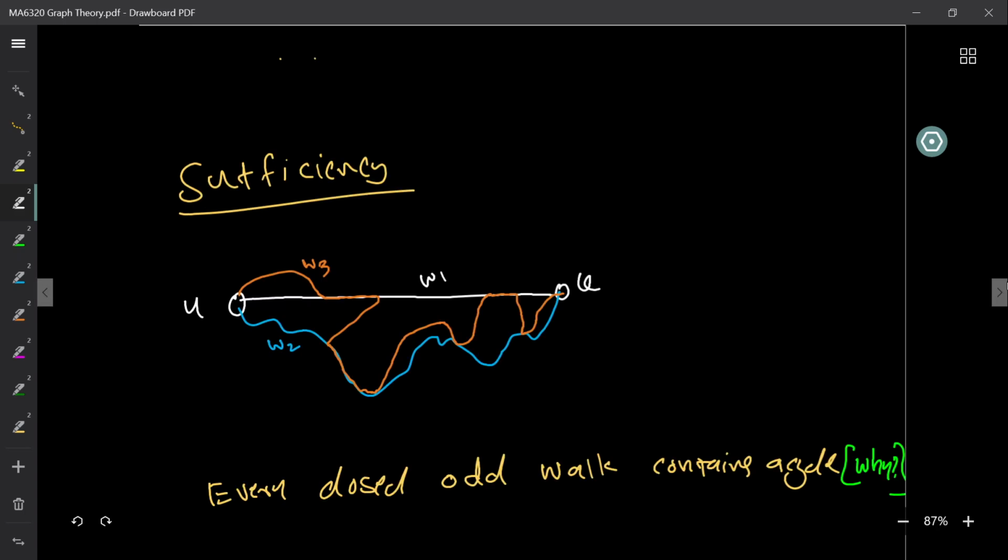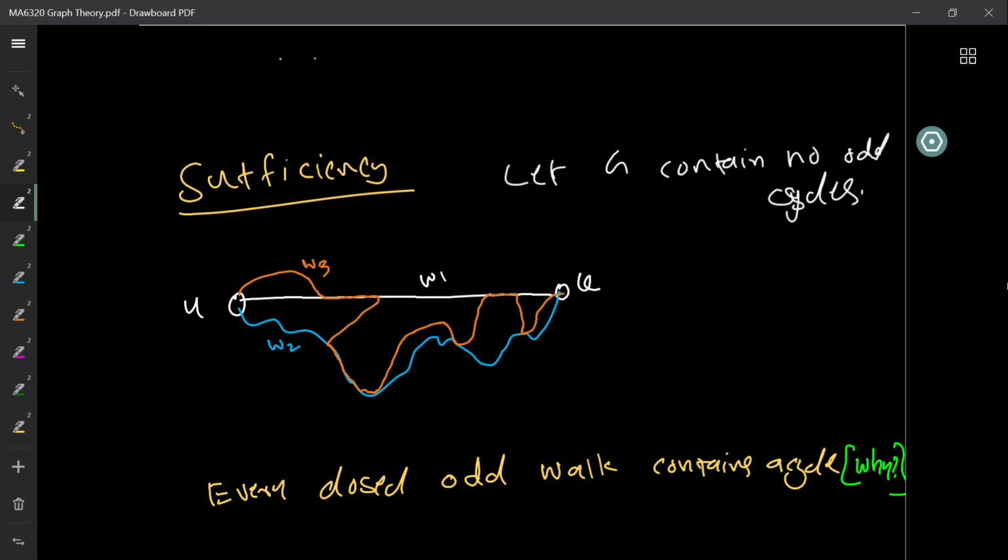Now, to show the sufficiency, we can do the following. We assume that the graph has no odd cycles, so let G contain no odd cycles. We are going to show that the graph is bipartite by actually producing a bipartition. We are going to give a bipartition and say that okay, here is a bipartition.